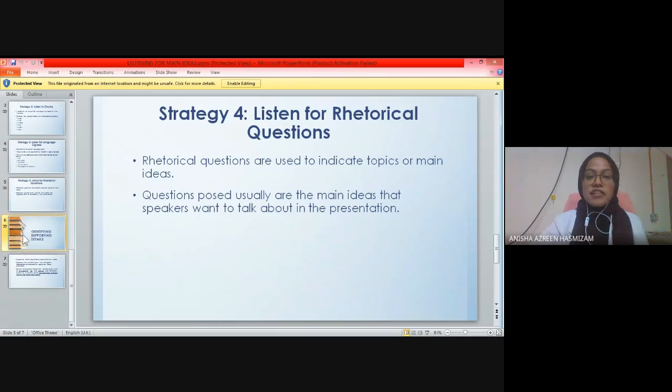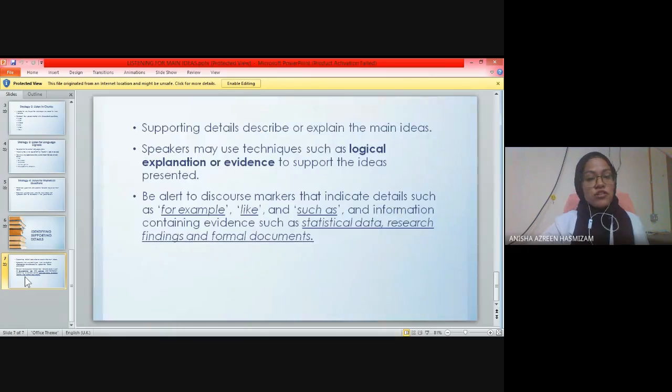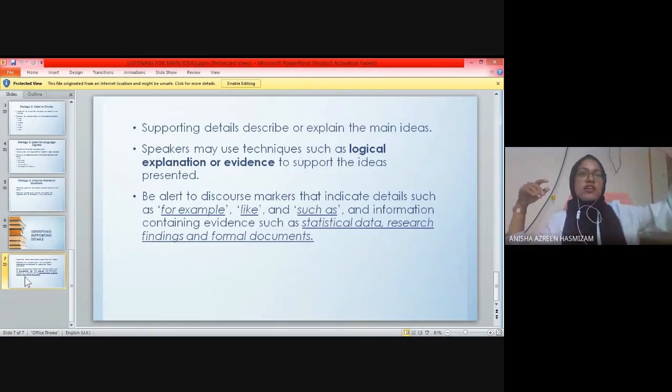The next one is identifying supporting details. Supporting details, if you listen to them, you will know those things are supporting details. As long as you can detect what the main idea is, you'll be able to detect the supporting details. Senang je. Okay, supporting details describe or explain the main idea.